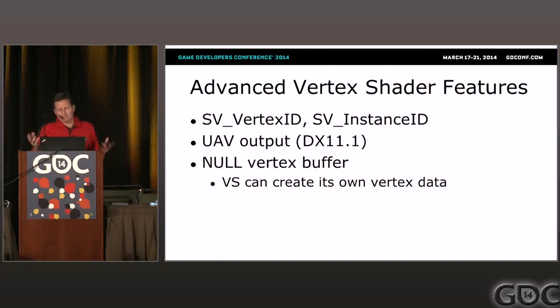Some of the advanced shader features are things that maybe aren't used so often, and include the Vertex ID and the instance ID, and these are both system values that get passed in as parameters. Also, as I mentioned earlier, UAVs are something new that you can bind as output to the Vertex shader. And also, this isn't a new feature, but just being able to use a null vertex buffer. Because the vertex shader can create its own data, you don't need to pass in the data to the vertex shader, and I'll show why that helps.